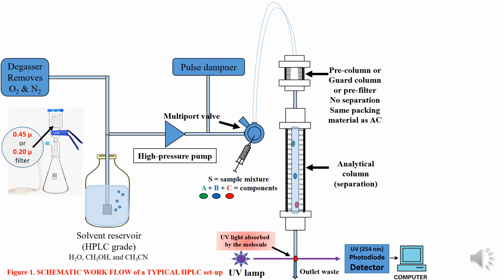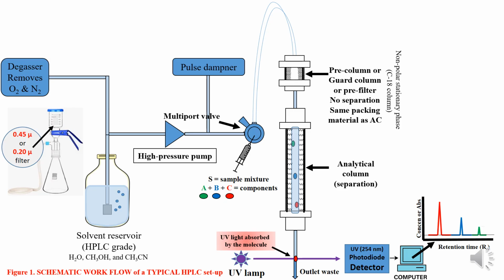The moment the molecule passes the path and absorbs the UV radiation, the detector immediately detects the absorption of the radiation by the sample. It generates an electrical signal which is amplified and recorded as a signal, which is seen as a chromatogram. Now a chromatogram is a plot of retention time on the x-axis against the concentration or absorbance on the y-axis.